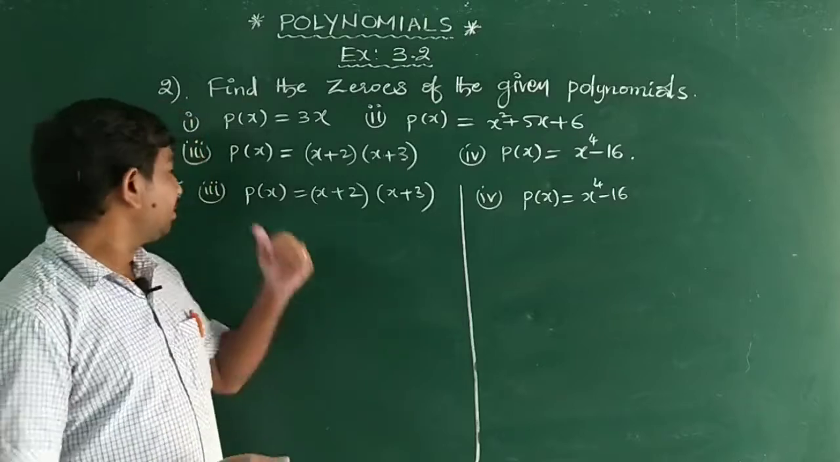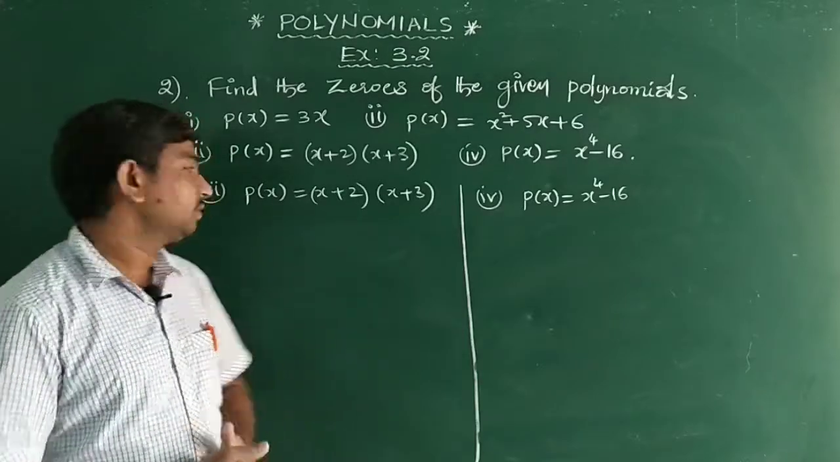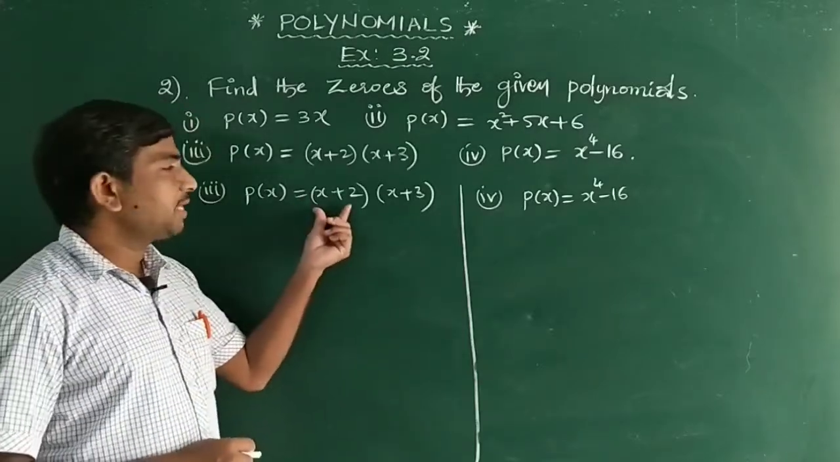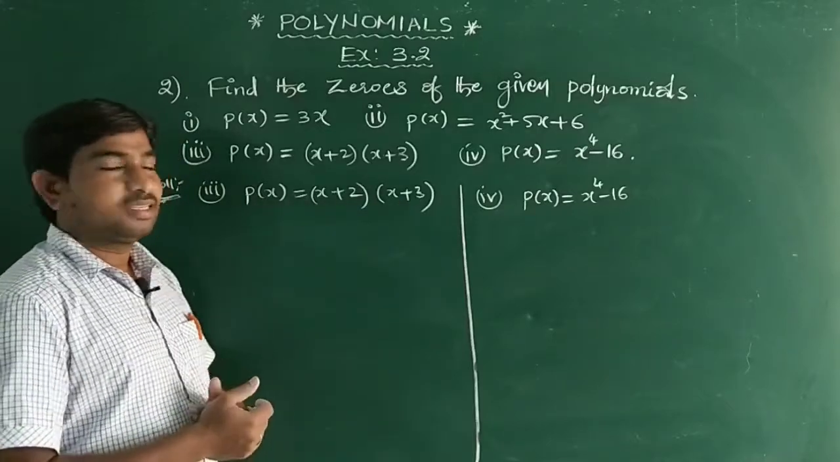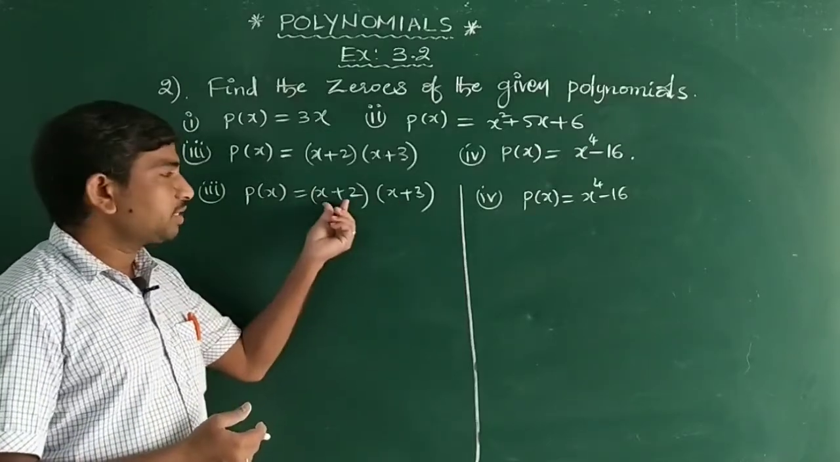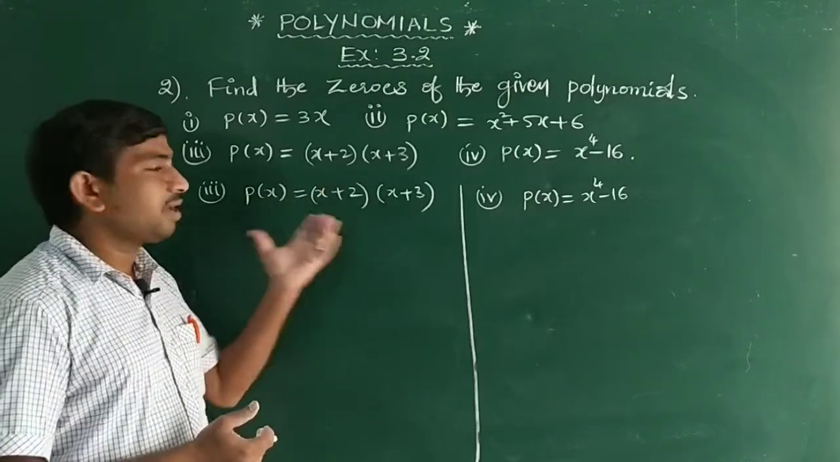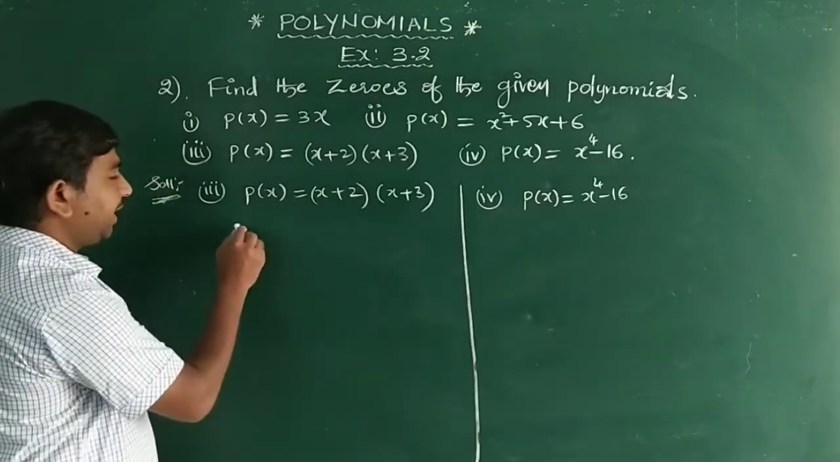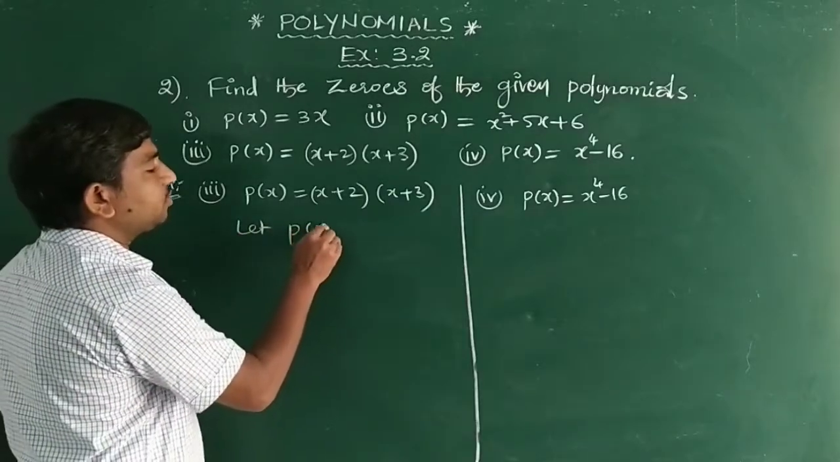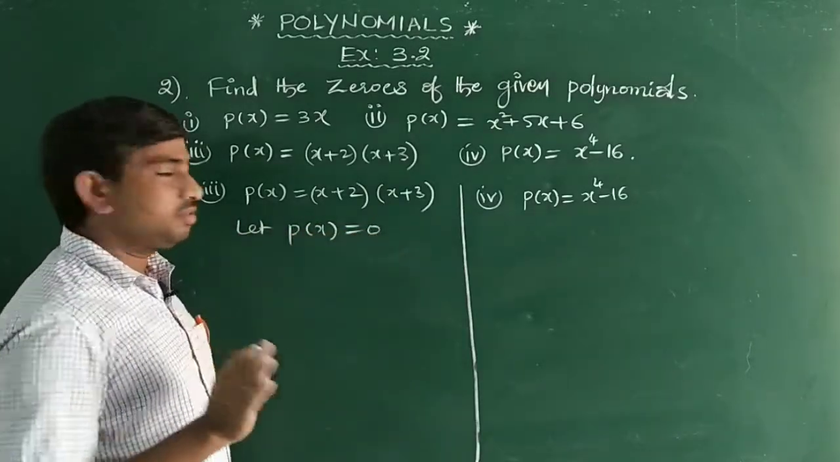Now see the third problem of the second bit. P of x is equals to x plus 2 into x plus 3. So it is already given in the question, x plus 2 and x plus 3 as factors. Okay, now to find the zeros of this polynomial, very easy. So let P of x is equals to 0. This is the first step you have to do.